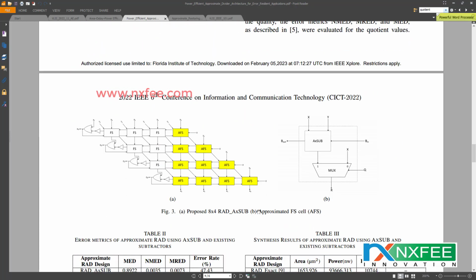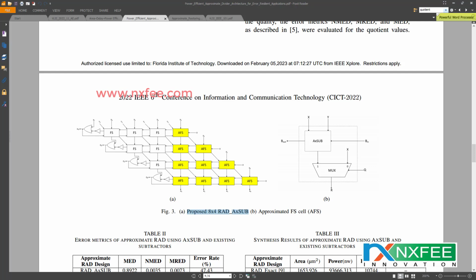This is an approximate full subtractor cell, that is AFS. So this AFS only will be used here. This is the proposed 8x4 RAD AxSUB design. Here only the LSB part uses this AFS to reduce the complexity, and we create an approximation in the exact design. We have proposed this architecture with the help of the XRMDZ divider cell to reduce the logic size complexity and to increase the accuracy in this architecture.